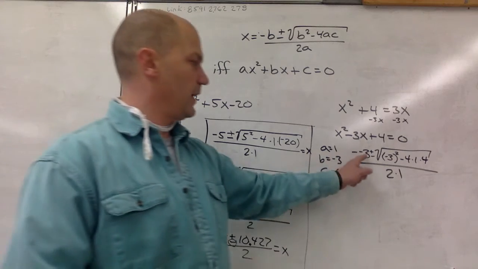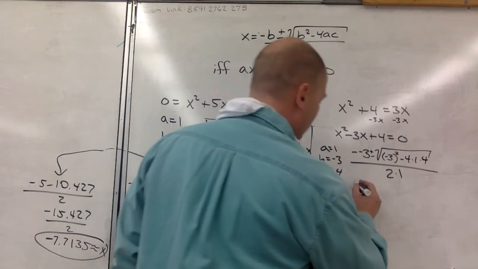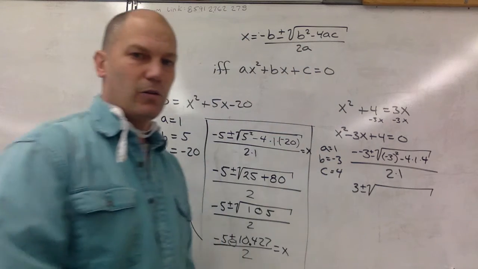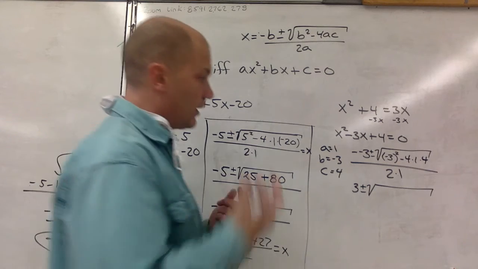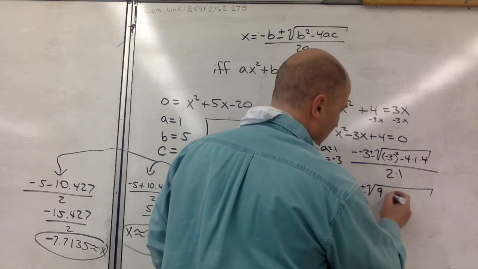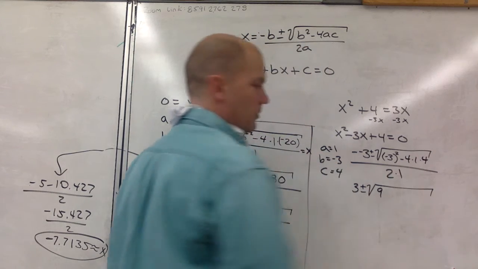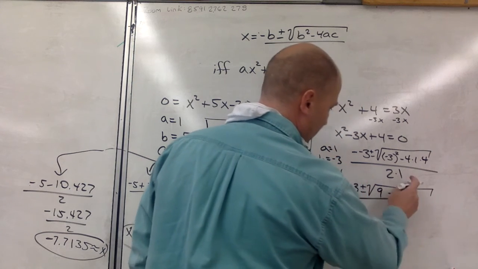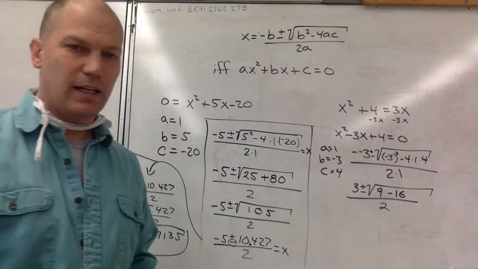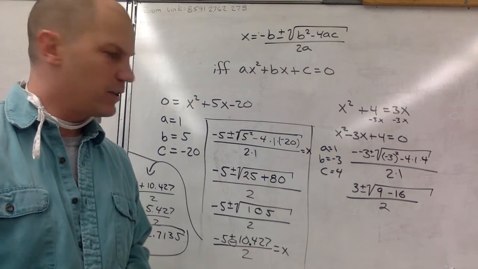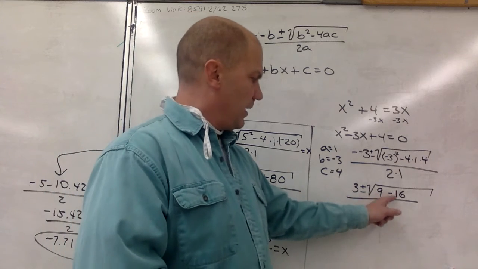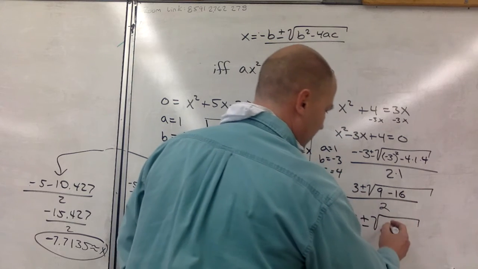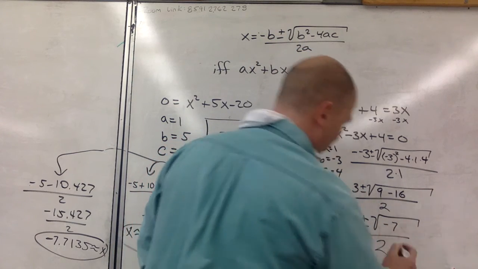Okay. The opposite of negative 3, that's positive 3. So we get 3 plus or minus square root, negative 3 squared. Well, if you take a negative number and you square it, you get a positive. And I can do this in my head, and I get 9. And then I get negative 4 times 1 times 4. Well, that's negative 16. Divided by 2 times 1, that's 2. So some of this I can do in my head, and then I pull out the calculator for some of the other stuff. So 3 plus or minus the square root of 9 minus 16. That's negative 7 over 2.